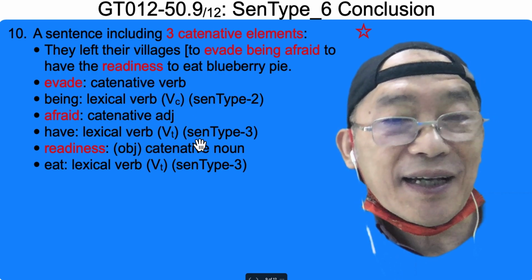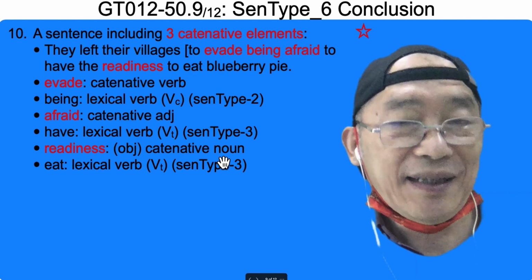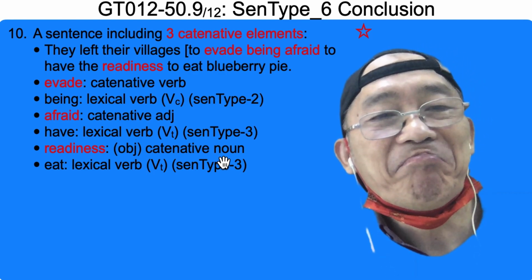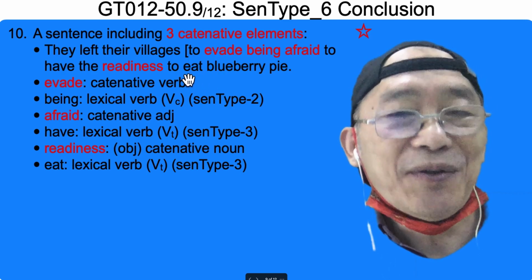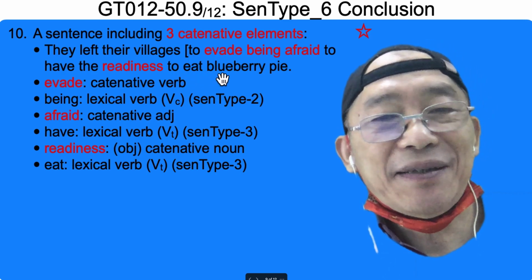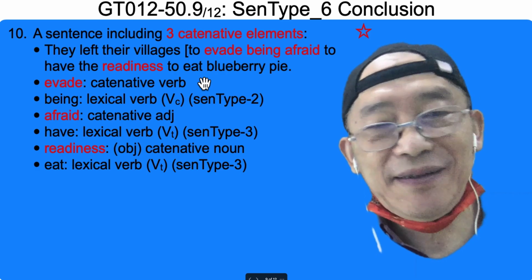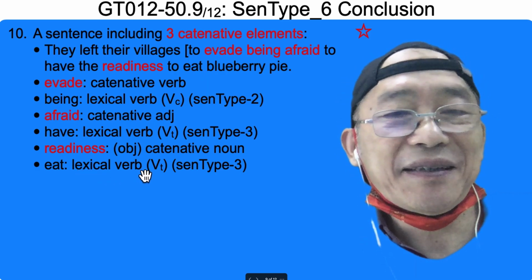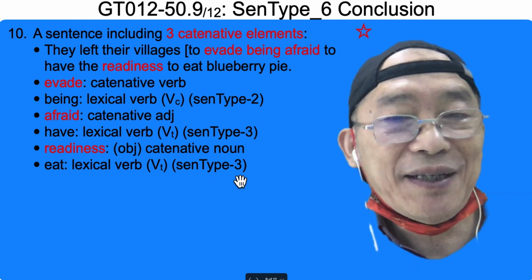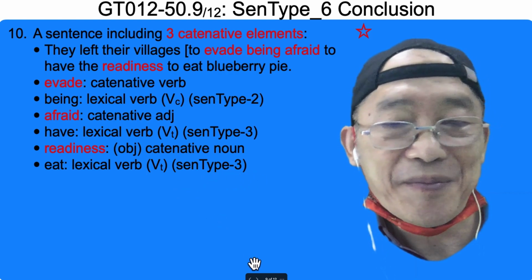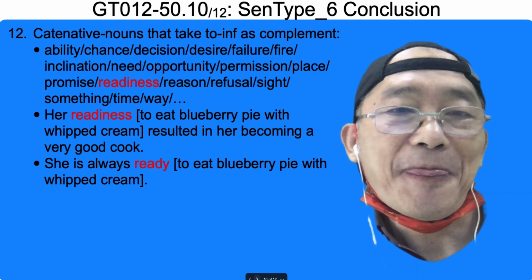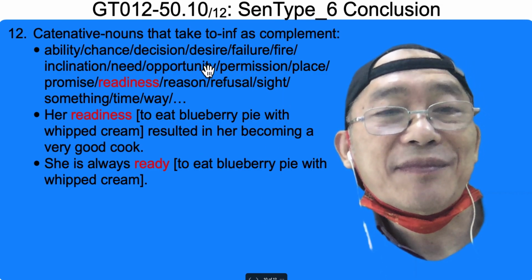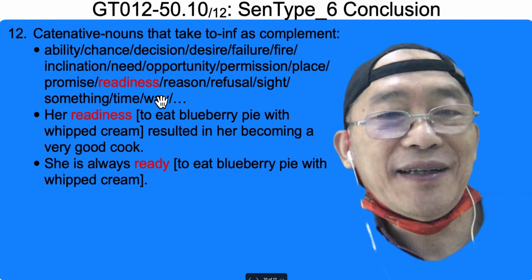But this is a catenative noun. Catenative noun. So it can take to infinitive. But this to infinitive, the verb is just not a catenative verb. It's again a lexical verb of sentence type 3, again a transitive verb. So some example words, catenative nouns.